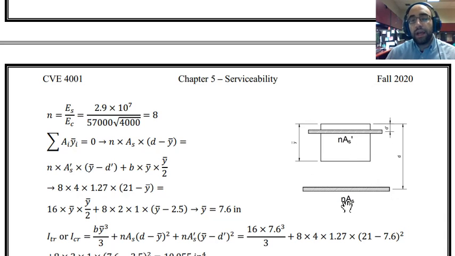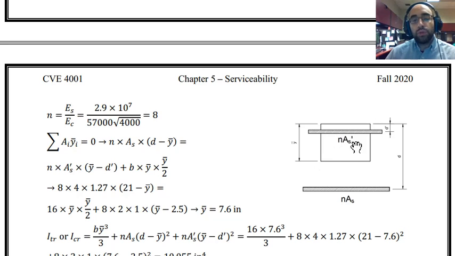And this is the approach that we learned in the strength of materials for finding the neutral axis in composite sections, in sections that are constructed based on different materials. D is the distance from the very top of the section to the centroid of tensile reinforcement, and D prime is the distance from the top of the section to the centroid of compression reinforcement, and Y bar is the distance of the neutral axis, which I have to find based on the definition of neutral axis.